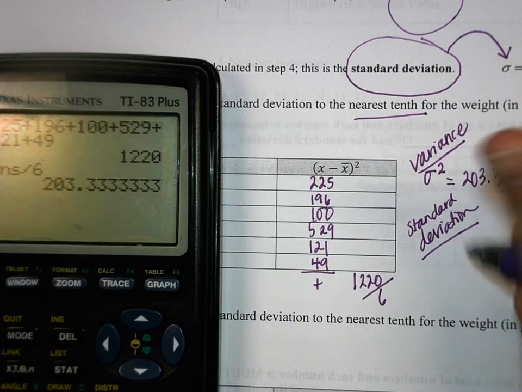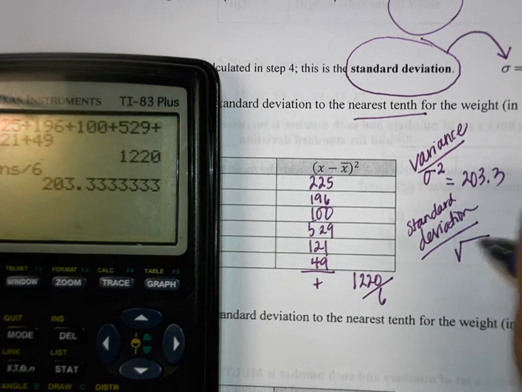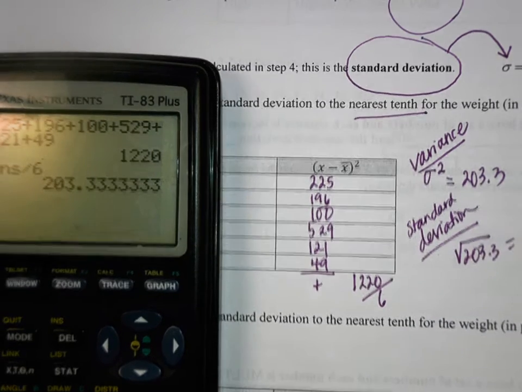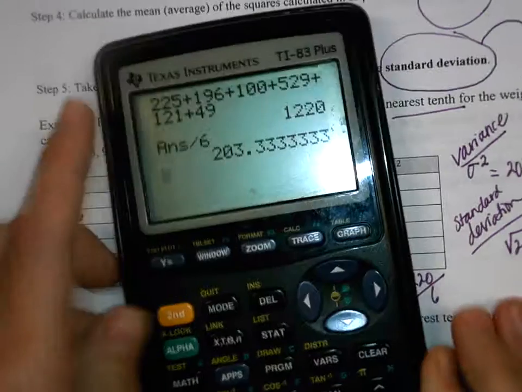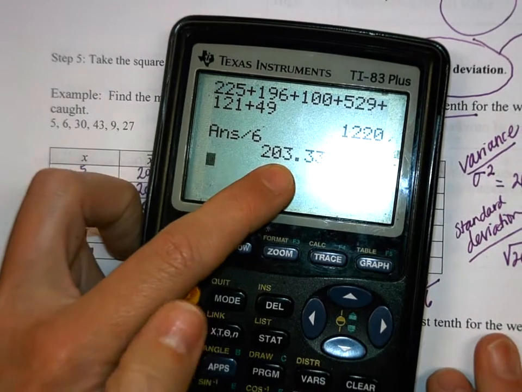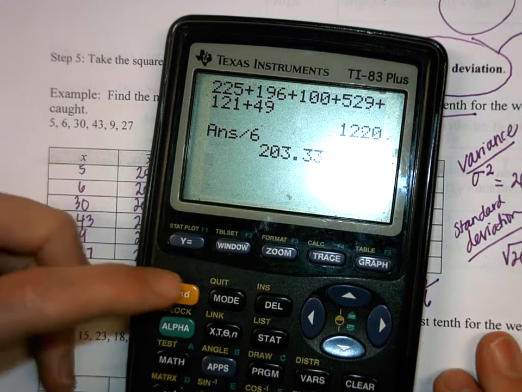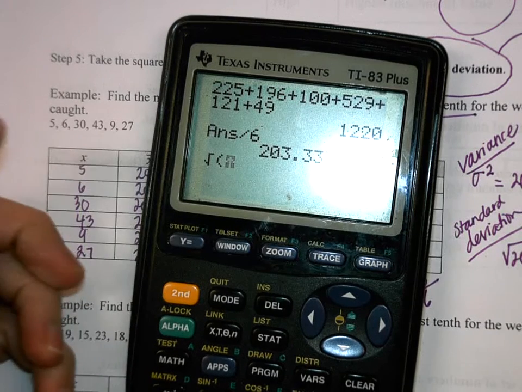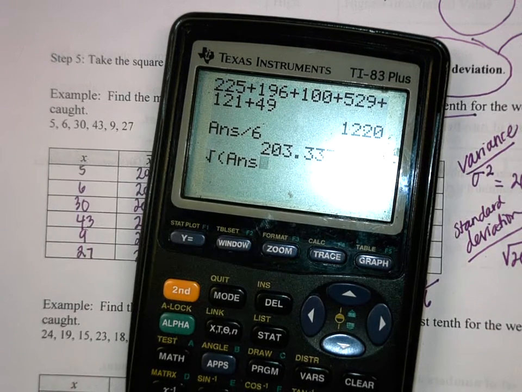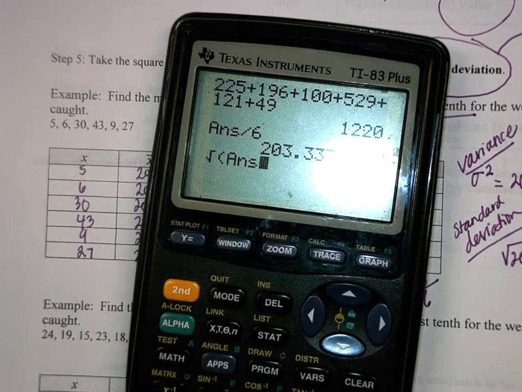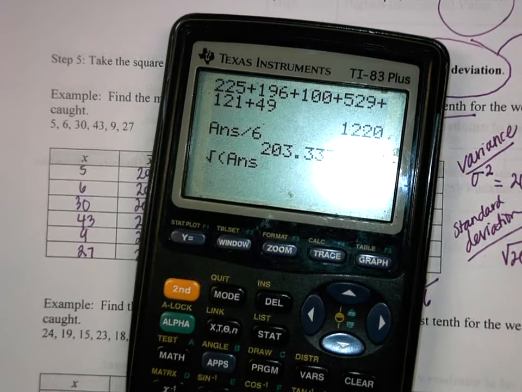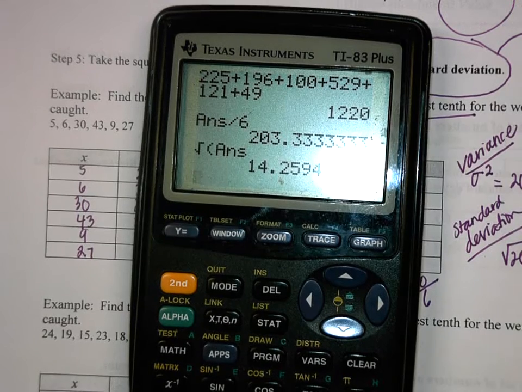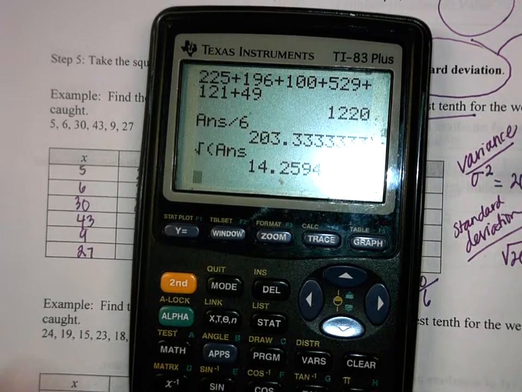And my standard deviation is taking the square root of 203.3. Now, to make my answer more accurate, do you see how I have this number in my calculator? I just leave it, and then I take the square root of my answer. Depending on your calculator, you might just be able to press the square root button. For me, I have to do square root and then put in the answer key, and then I press enter. And rounding to the nearest tenth, what do I get? 14.3.